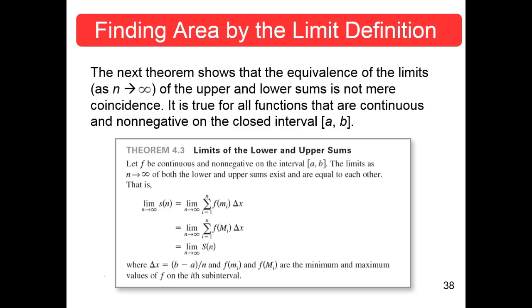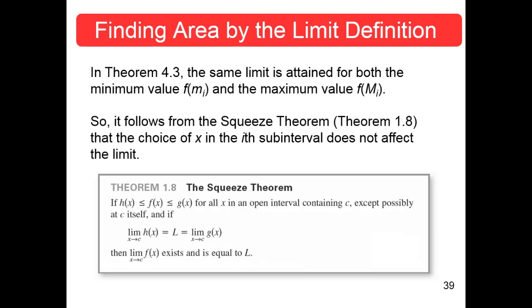f of m sub i, f of capital M sub i, the minimum and maximum values on that subinterval. Because you're letting n go to infinity, when you get a very narrow thing, what's the difference between the upper and the lower? Minuscule. So they are going to the same limit, as long as it's a continuous function. So in that theorem, the same limit is obtained for both the minimum and the maximum.